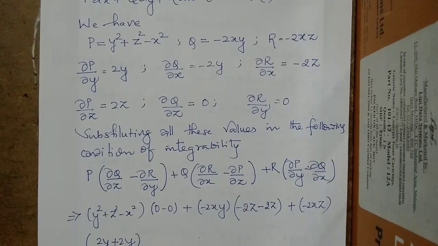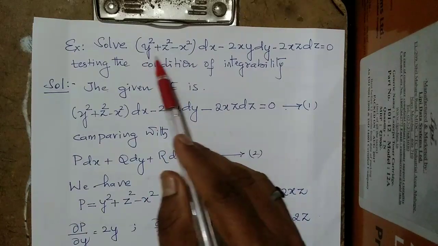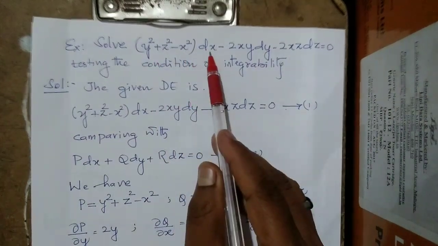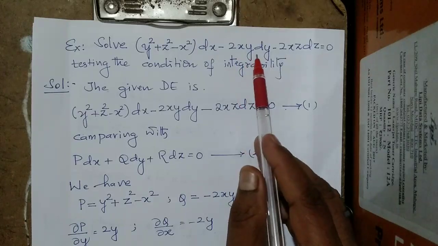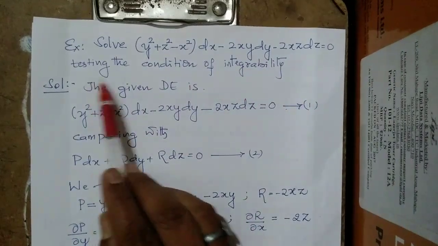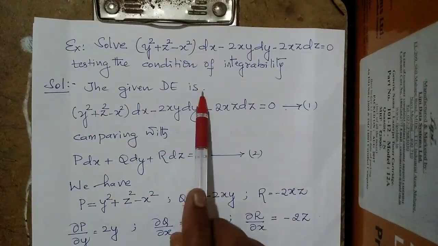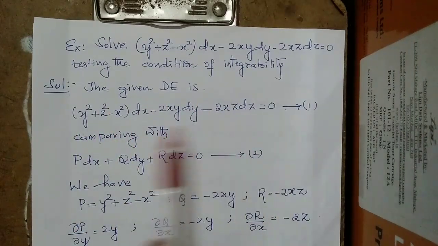Okay, this is the example we have here. Solve (y square plus z square minus x square) dx minus 2xy dy minus 2xz dz equals 0. Testing the condition of integrability. Here we are asked to solve the given differential equation, and also to test the condition of integrability. Then the solution will be like this. The given differential equation is this. Make it equation 1.